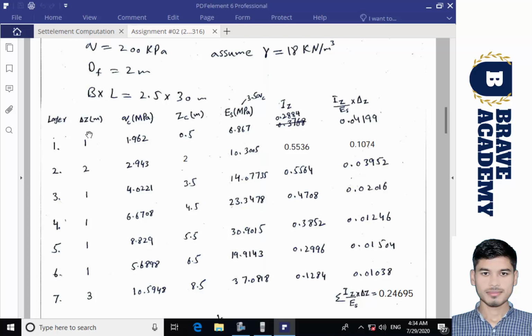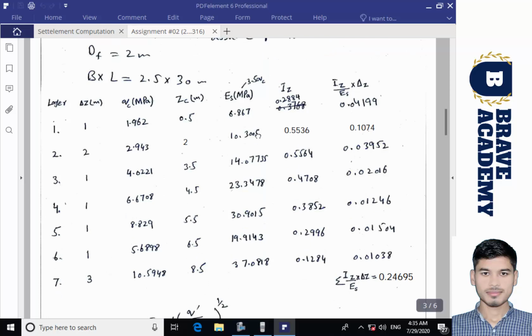You can see here this distance is 1 for the first layer, and the middle of this layer will be 1. So 1 and 1 will be 2. So the center of this layer will be 2 plus 1 is 3, and half of this, 0.5, gives 3.5. For this one, 2 plus 1 is 3, plus 1 is 4, and half of this gives 4.5. Similarly 5.5, 6.5, and for this it will be 1, 2, 3, 4, 5, 6, 7, and half of this will be 1.5, and you will get 8.5.